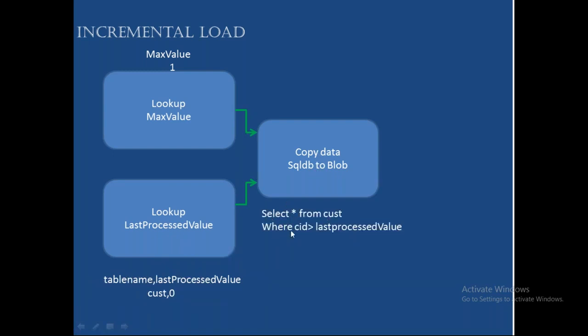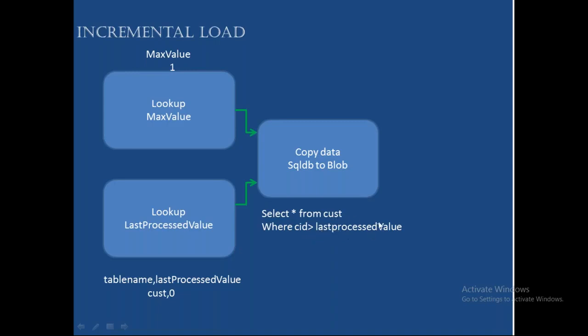Select star from cast, where CID is greater than the last processed value. What is the last processed value here? 0. This value will go here. Now select star from cast where CID greater than 0. Now I have one record.